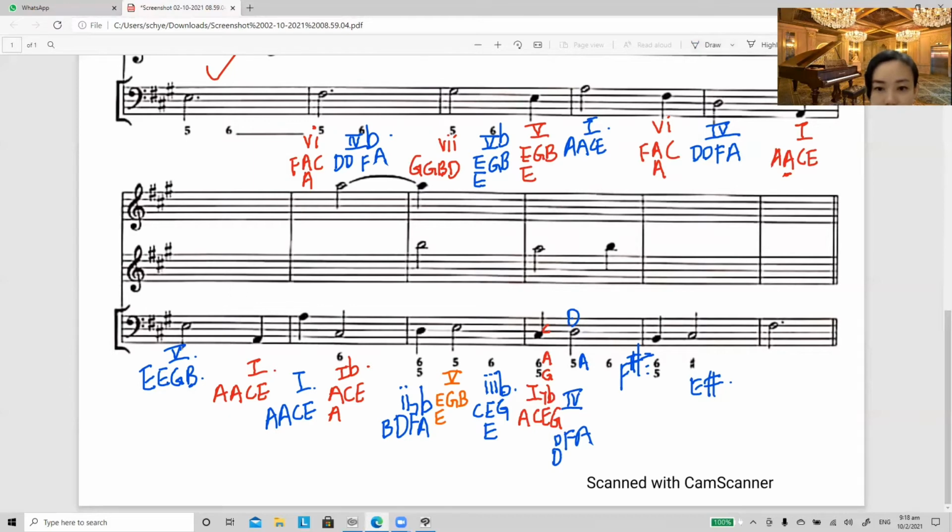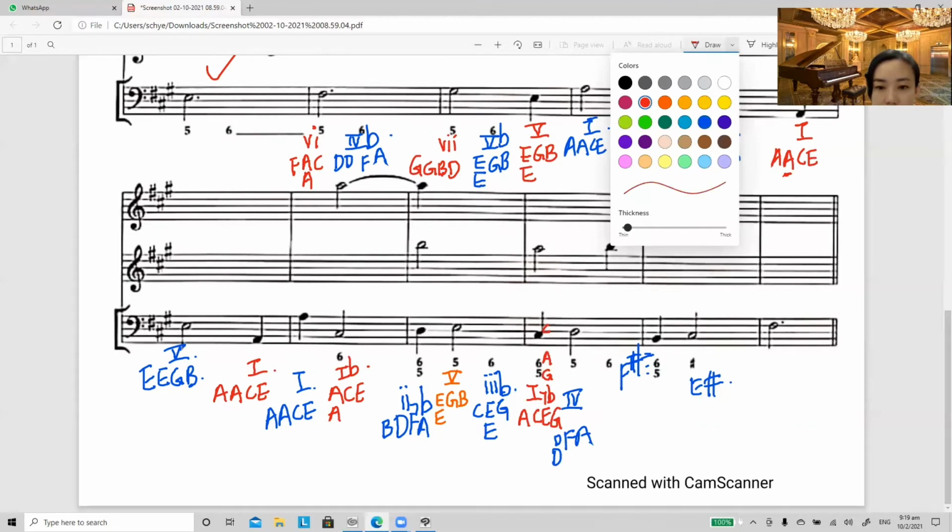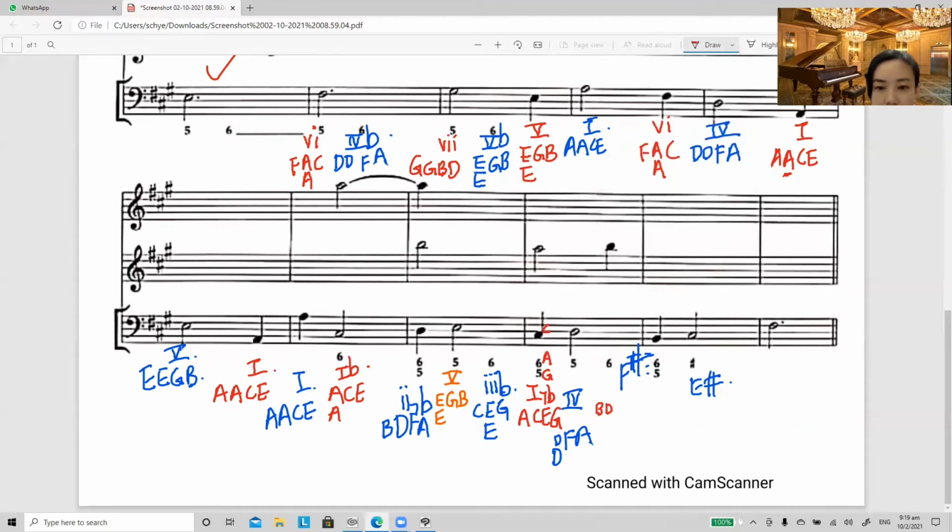Next one, 6 again. 6 means the bass note D is the middle note. So from here, I put the D in the middle. So this is B, D, F. In A major, B, D, F is chord 2, which is a minor chord. And D is at the bass, so this is position B. So first inversion. For a minor chord in first inversion, we double the middle note: B, D, D, F.